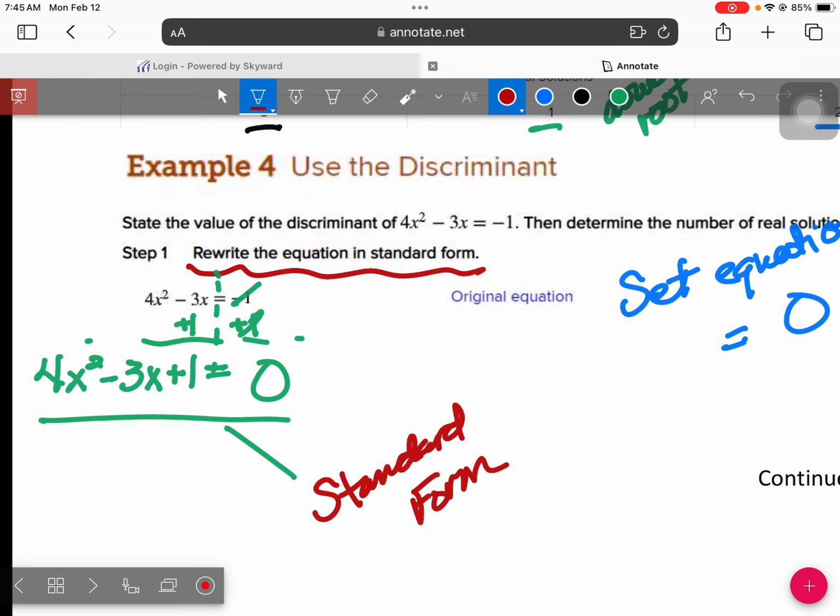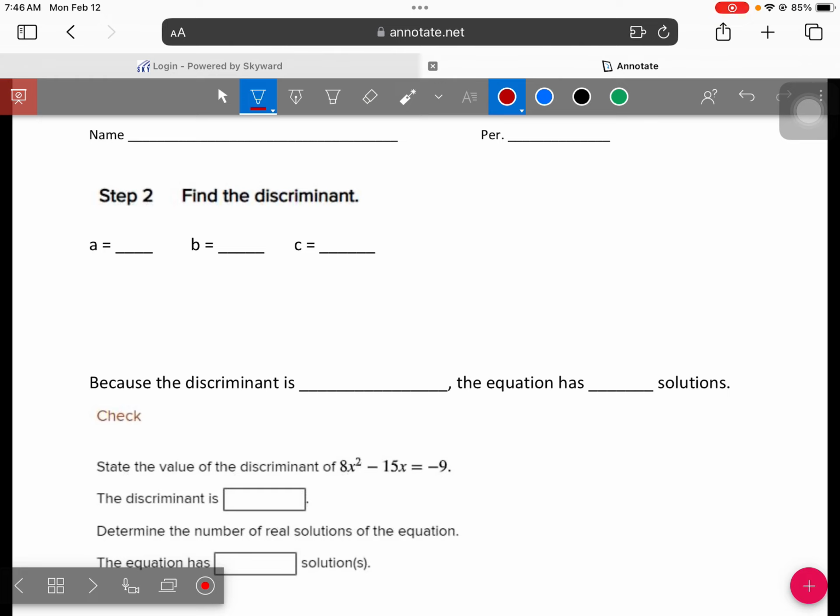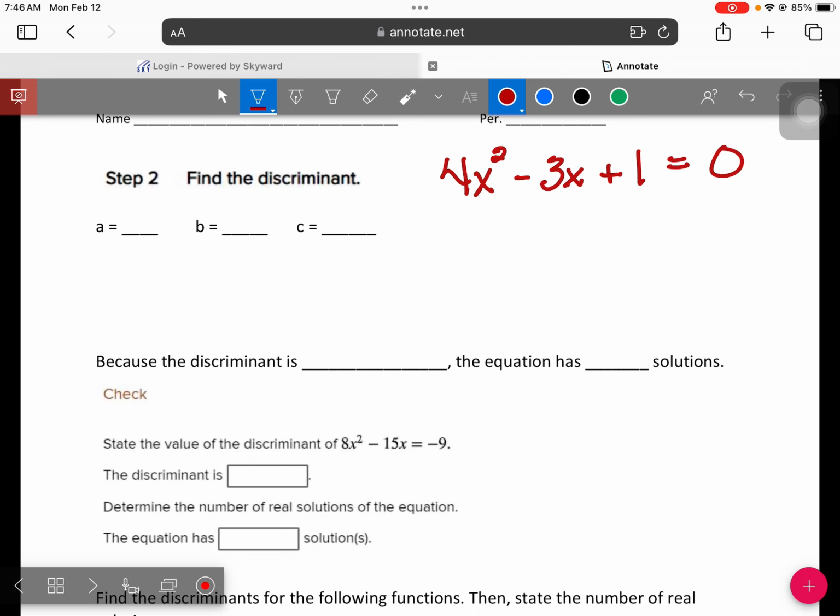So now flip the paper over because we got a lot of room here. 4, negative 3, 1. So I'm going to rewrite it. Why don't you rewrite it with me? 4x squared minus 3x plus 1 equals 0. Okay, step 2 says find the discriminant. Before we can find the discriminant, we need to make sure we know what our a, b, and c values are. So my a value here is 4. My b value is negative 3, yes. Be sure you're looking at the sign. And c value is positive 1.